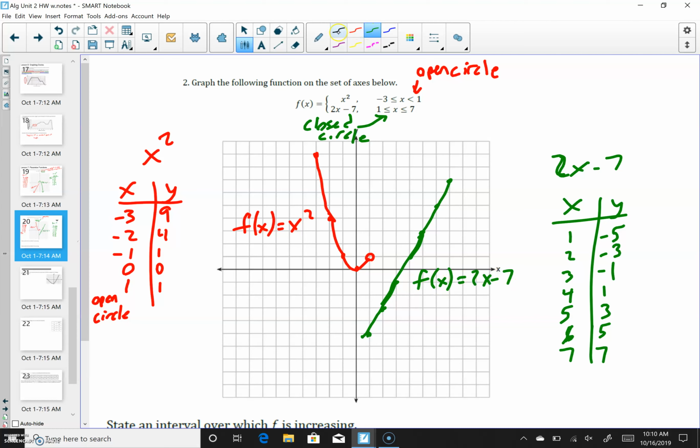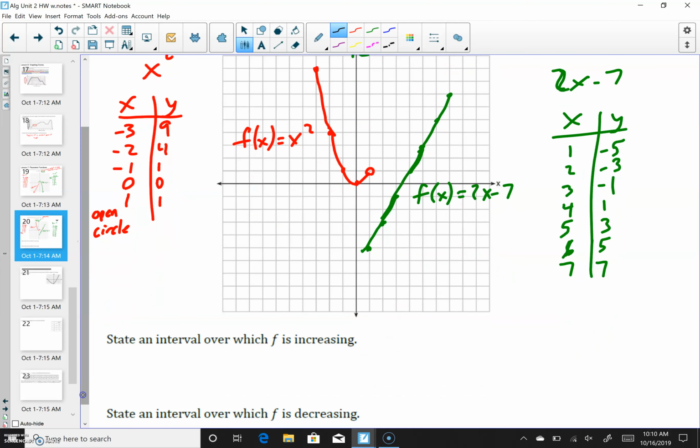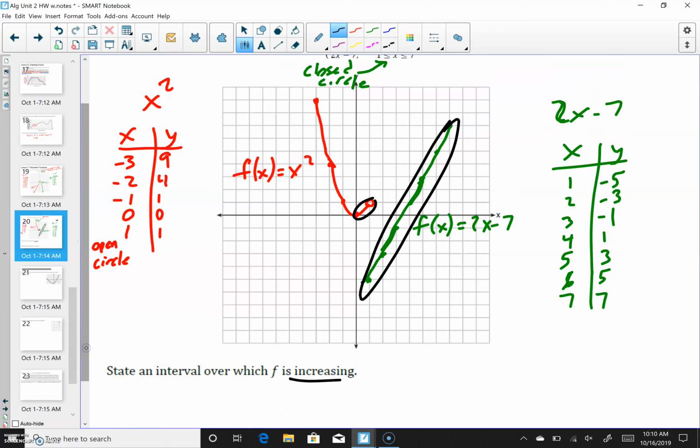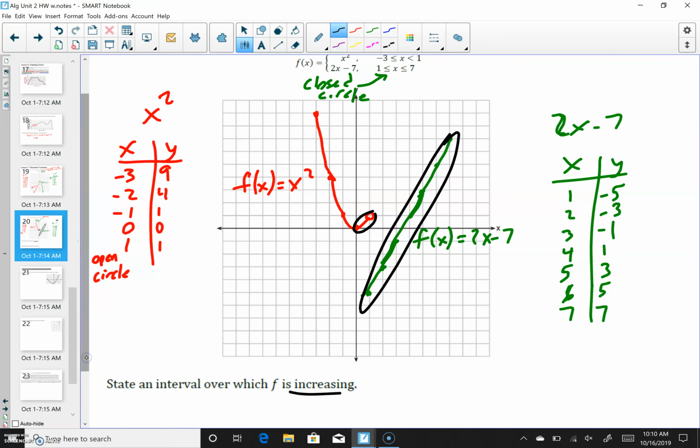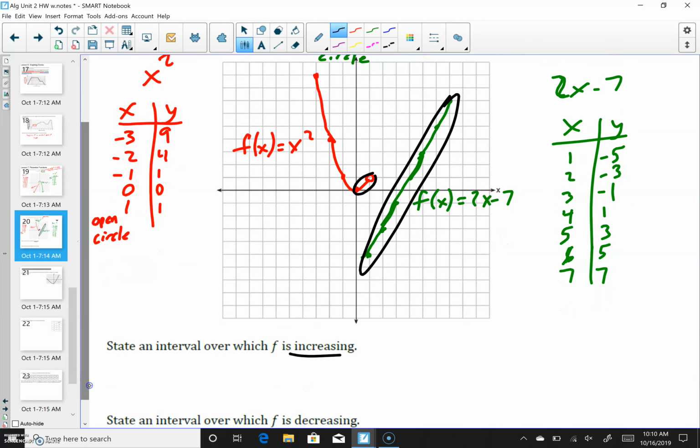Now that they're labeled, there are two questions on the bottom. State an interval over which f is increasing. There are two intervals: the little red one here, or the entirety of the green line is increasing. For ease, since they already told me what to do for the green one, we're going to have 1 less than or equal to x less than or equal to 7, or 1 comma 7 for our increasing piece.